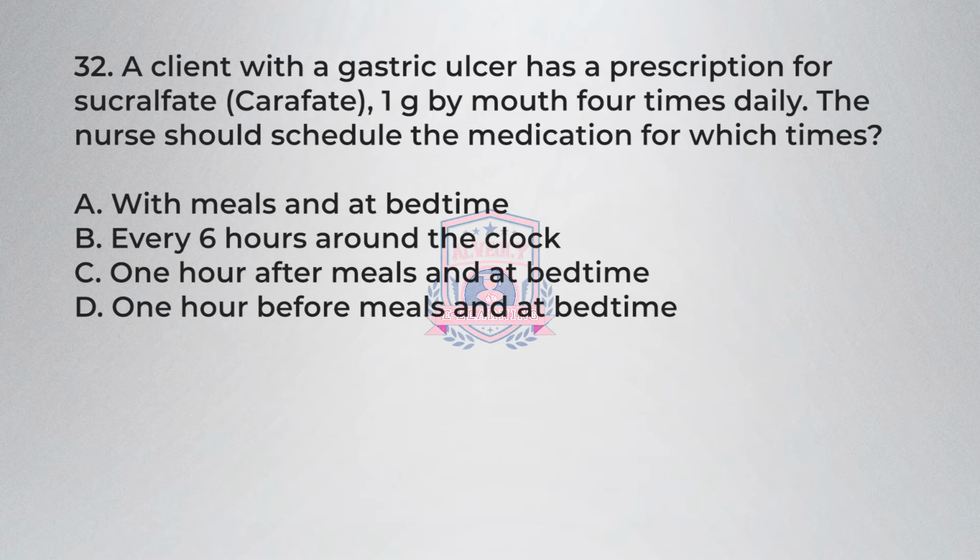Question 32. A client with a gastric ulcer has a prescription for sucralfate, Carafate, 1 g by mouth 4 times daily. The nurse should schedule the medication for which times? A. With meals and at bedtime. B. Every 6 hours around the clock. C. 1 hour after meals and at bedtime. D. 1 hour before meals and at bedtime. Correct answer is D. 1 hour before meals and at bedtime.